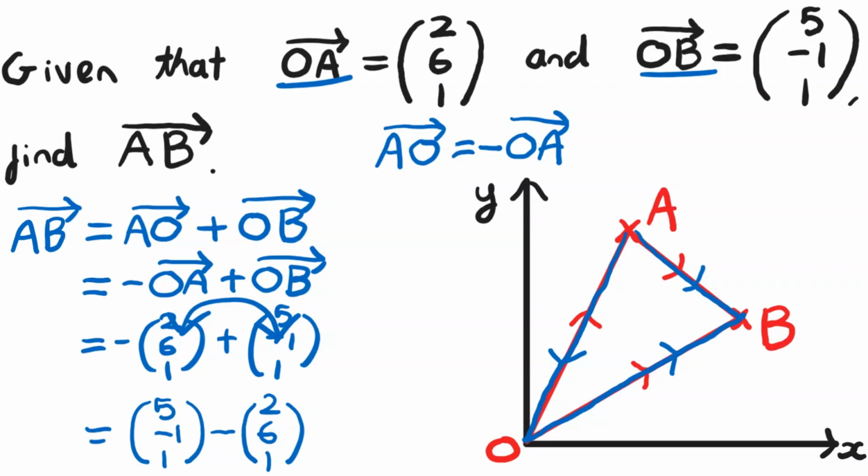Now remember how to subtract vectors. We focus on the individual rows. So it's going to be 5 minus 2, which is 3, minus 1 minus 6, which is minus 7, and 1 minus 1, which is 0. So therefore the vector AB is equal to (3, -7, 0). As I said, this comes up a lot in exam questions, stuff like this.